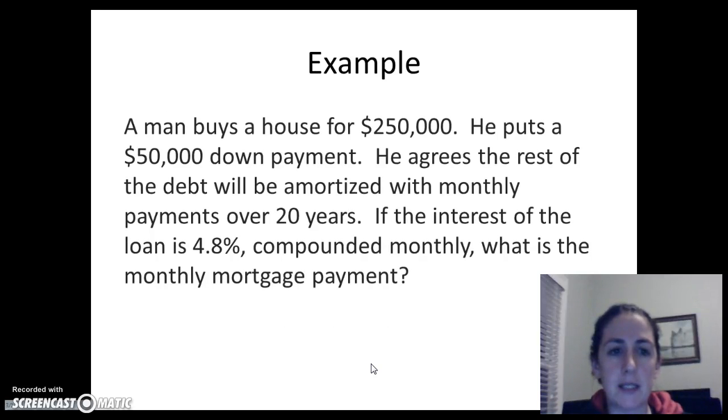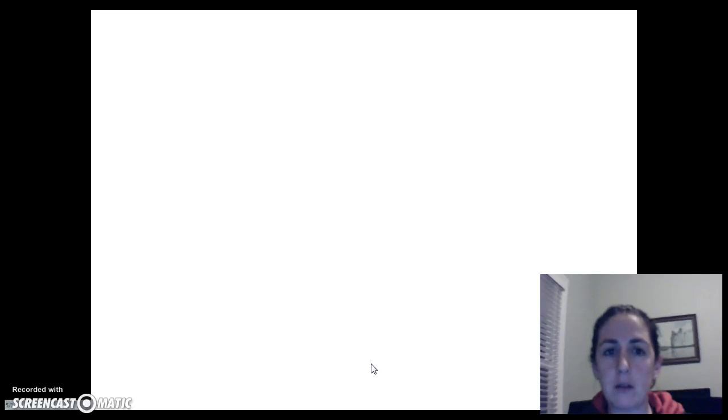So let's take a look at an example. A man buys a house for $250,000. Now notice he puts down a $50,000 down payment. So then he agrees that the rest of the debt will be amortized with monthly payments over 20 years. If the interest of the loan is 4.8% compounded monthly, what is his monthly mortgage payment? Now look closely. He didn't have to borrow $250,000, which is the cost of the house. He was able to pay $50,000 up front. So how much did he actually borrow?